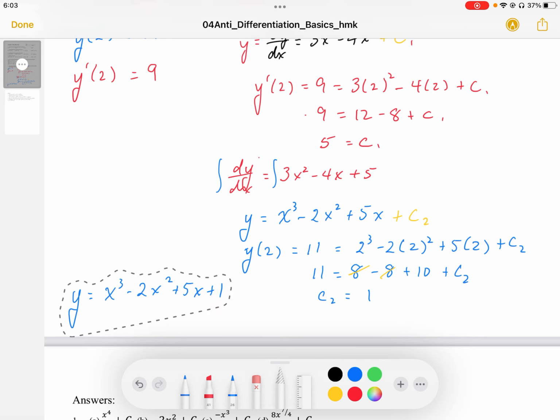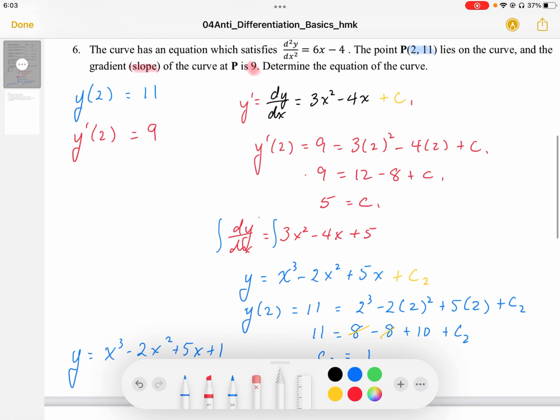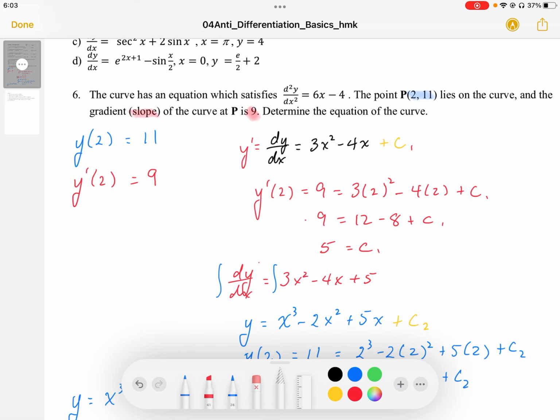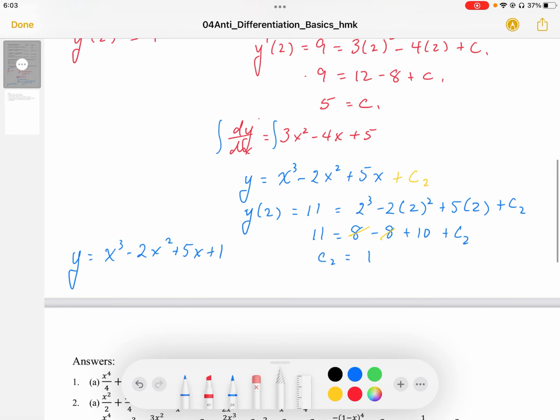I'm just going to write that down here. Given the second derivative 6x minus 4 and the point and slope given. So there it is.